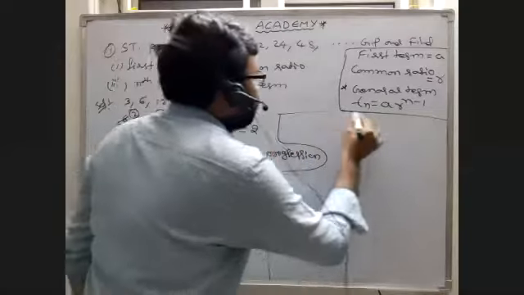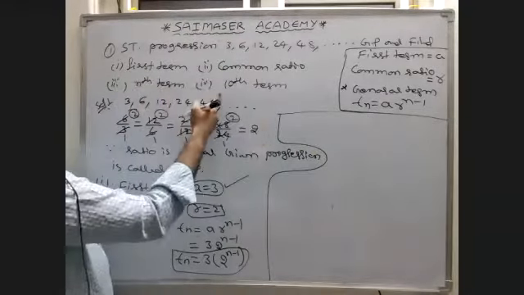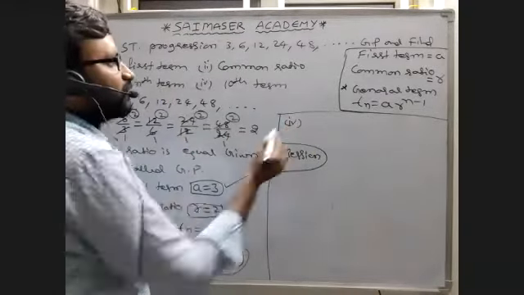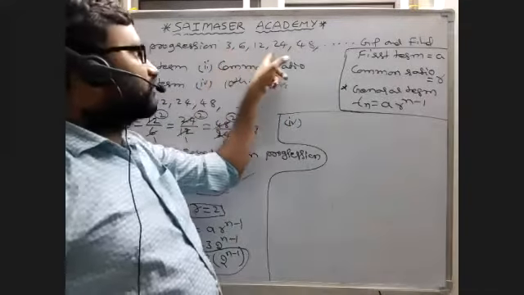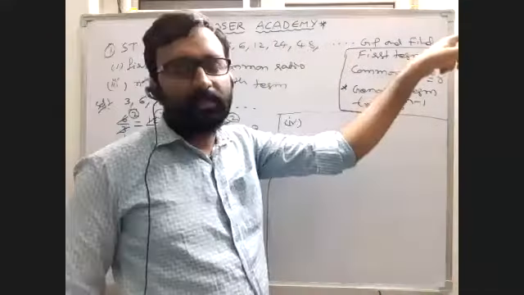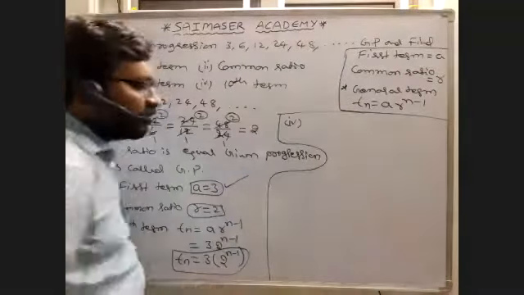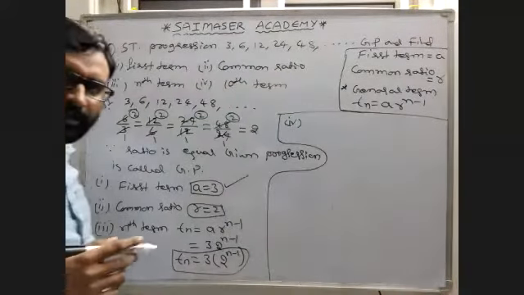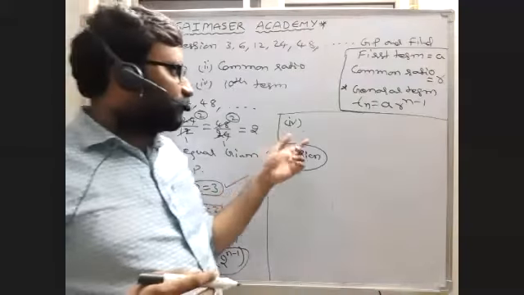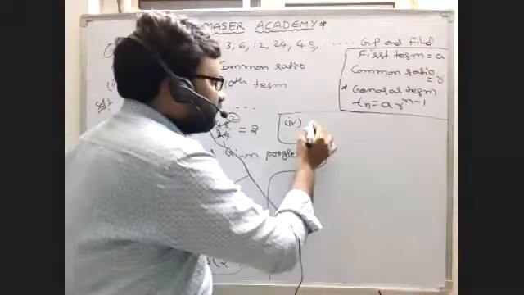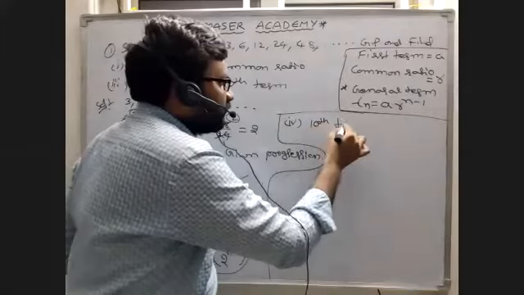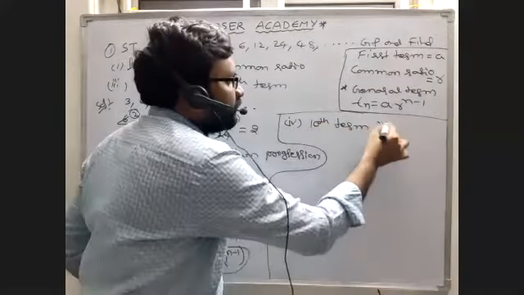Now, the third part is completed. The fourth part is the 10th term. First term, second term, third, fourth, fifth, like this, you will get the 10th term. To find the 10th term also, we have to use the same general formula. Now, can anyone tell me how we will find the 10th term?